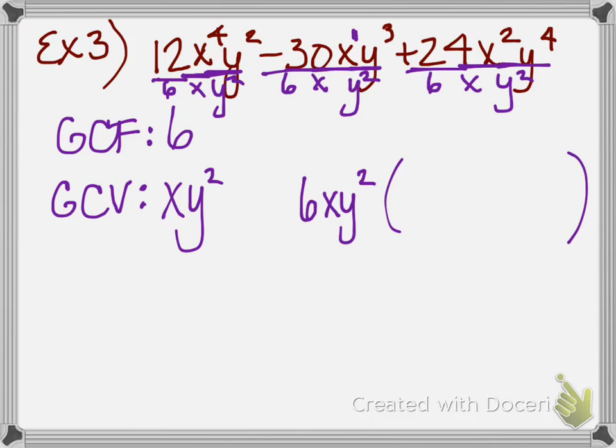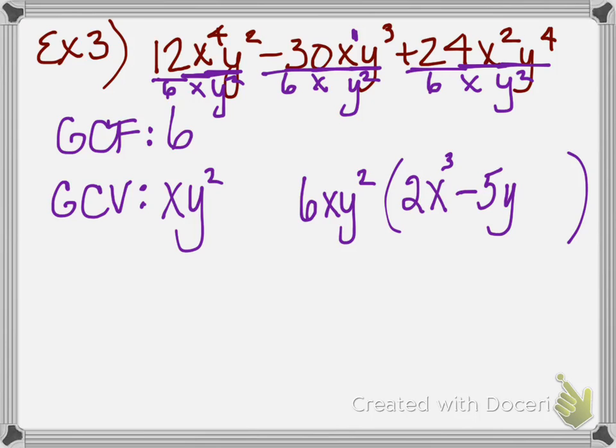And now I'll do the division. 12 divided by 6 is 2. X to the fourth divided by x to the first, we subtract, so 4 minus 1 is x to the third. And y squared divided by y squared, those will cancel, leaving me with no y's in my first term. Okay, minus 30 divided by 6 is 5. X to the first divided by x to the first, those will cancel, so I'll have no x terms. And y to the third divided by y squared, subtracting 3 minus 2 is 1, so just 5y.